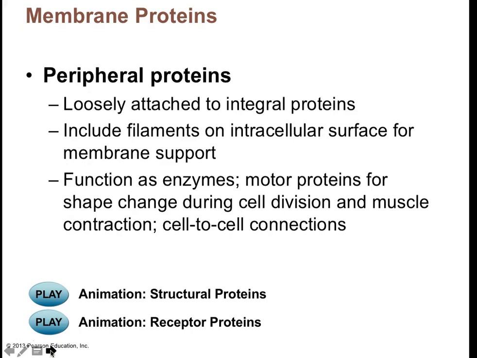Peripheral proteins are loosely attached either to the outer membrane or the inner membrane, and they can function as enzymes, motor proteins, to change shape during cell division. Also, they can function as muscle contraction proteins. They can also be cell-to-cell proteins that will enable neighboring cells to attach or communicate with each other.